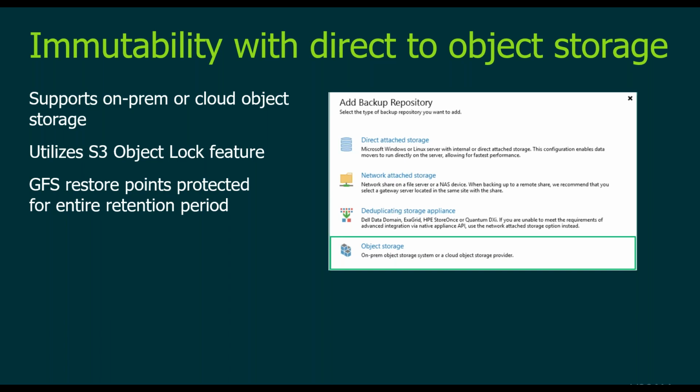Restore point will be protected for the entire retention period. So if you want to have a long-term retention of your backup, this can be accomplished by using the grandfather-father-son policy. Correspondingly, direct to object storage is a great alternative for a situation where some organization may not have the required Linux knowledge to configure a hardened repository. Object storage offers a simple and low overhead method to implement immutability.